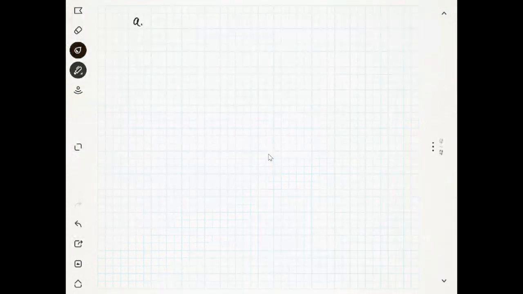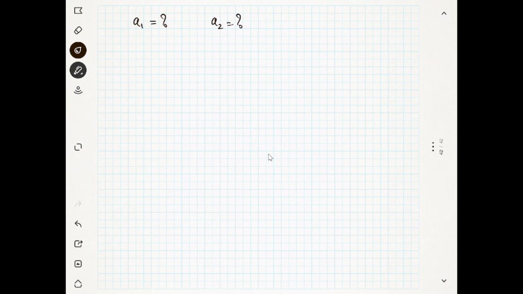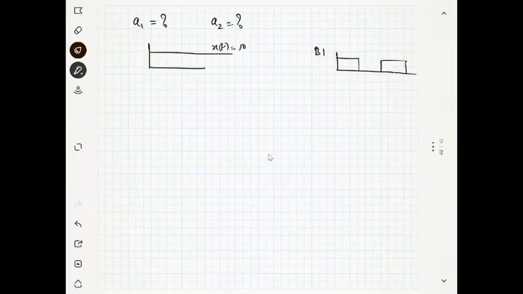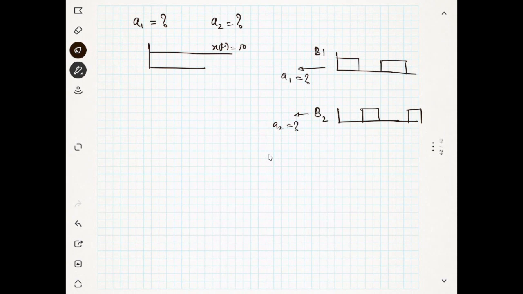Now, how to find A1 and A2? You have the original signal x of t, which is equal to 10. You have the basis 1, the signal B1, which is like this. And you have the signal B2, which is like this. How will you find A1 and A2? From this you have to find A1, how much is the coefficient, and from this A2.